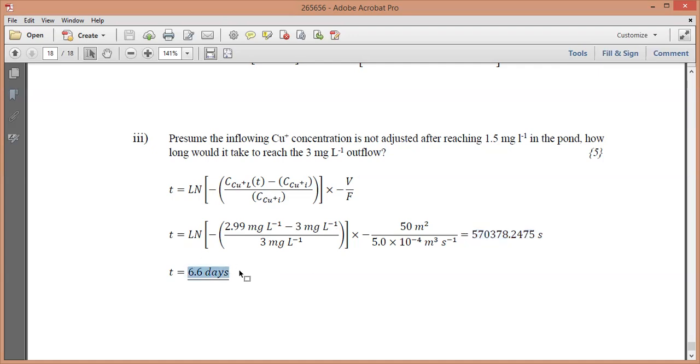So this means that maintaining the same dosing concentration of 3 milligrams per liter, it will take 6.6 days to achieve a concentration of copper in the fish pond which will be the same as the dosing concentration of copper into this fish pond.